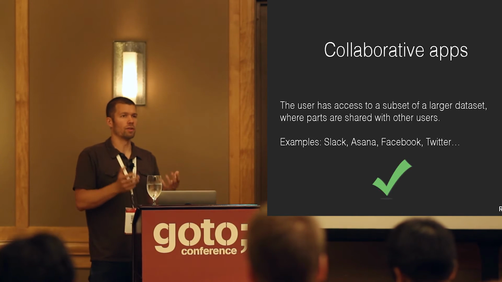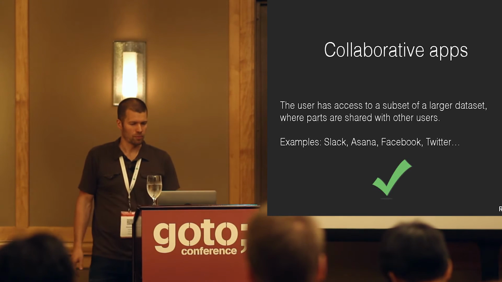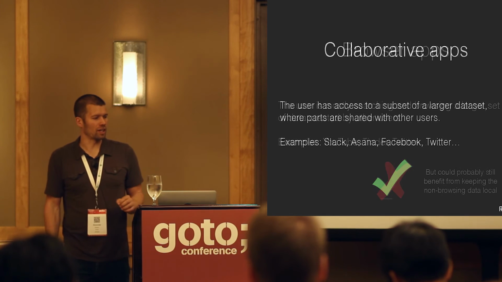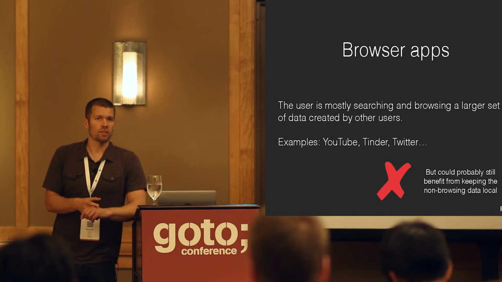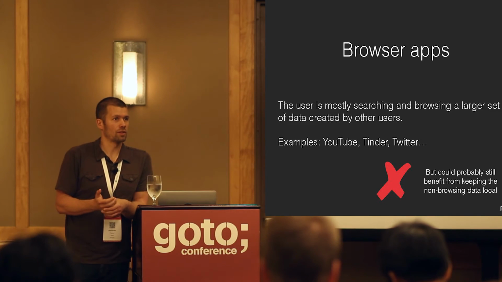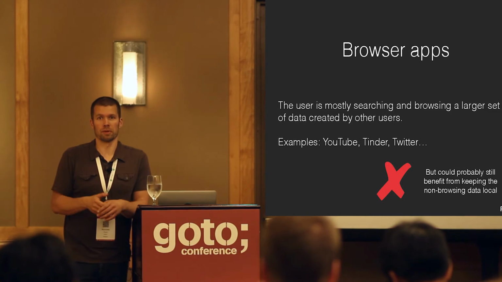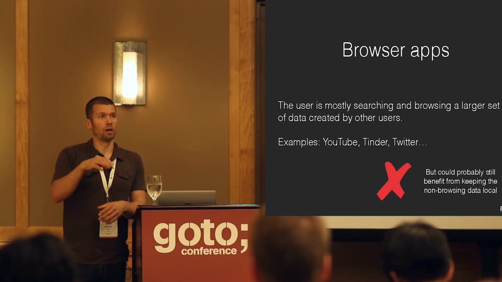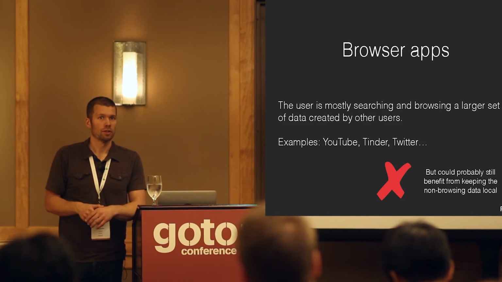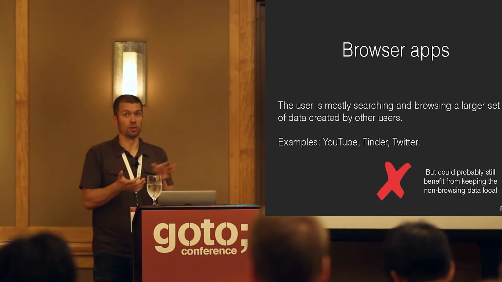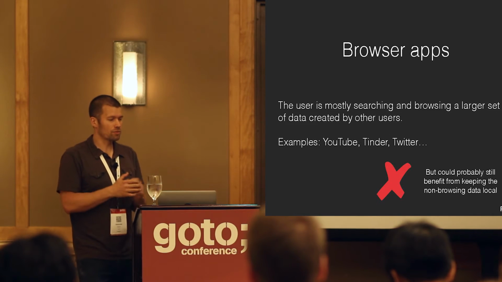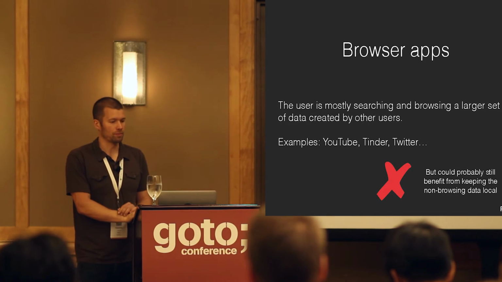And some others, it gets more amorphous. And then there's the last one where it's kind of like browser apps. So these are the apps where it's not really your data, you're looking at other people's data. So the obvious one is like YouTube, the YouTube app. I mean, it's not your videos, you just browse around and look at different people's videos. Also stuff like Tinder, where you look at other people's profiles.